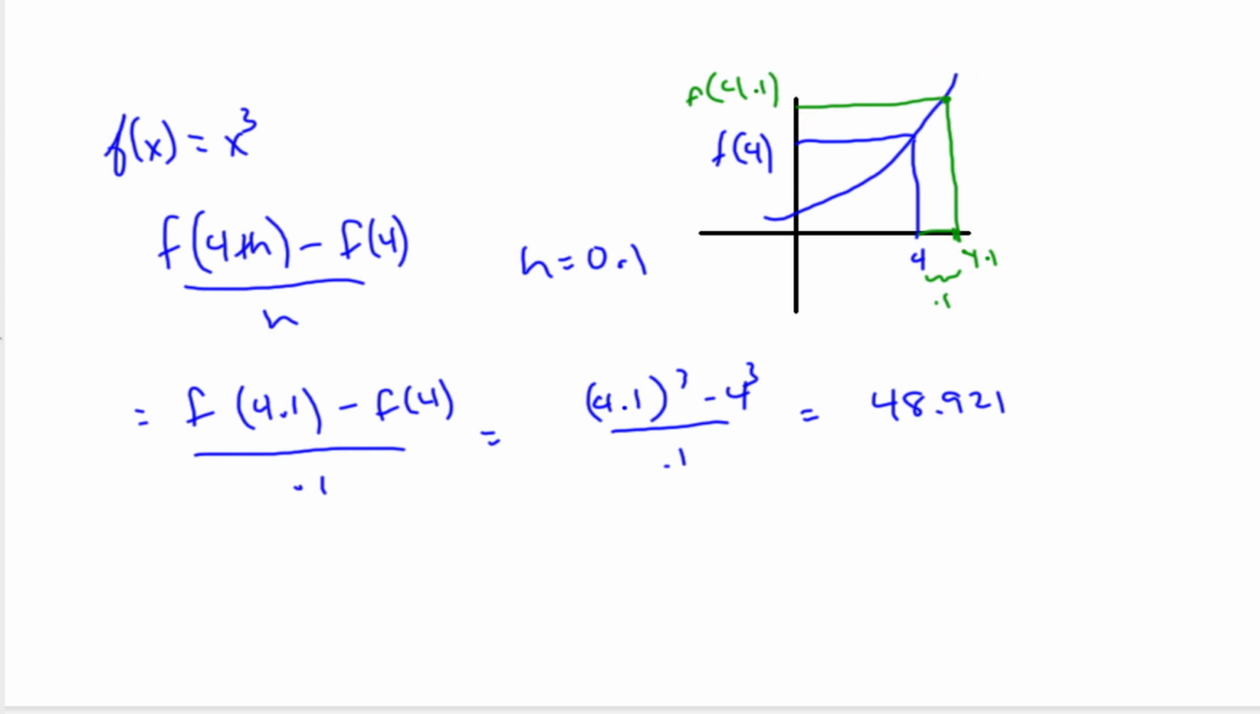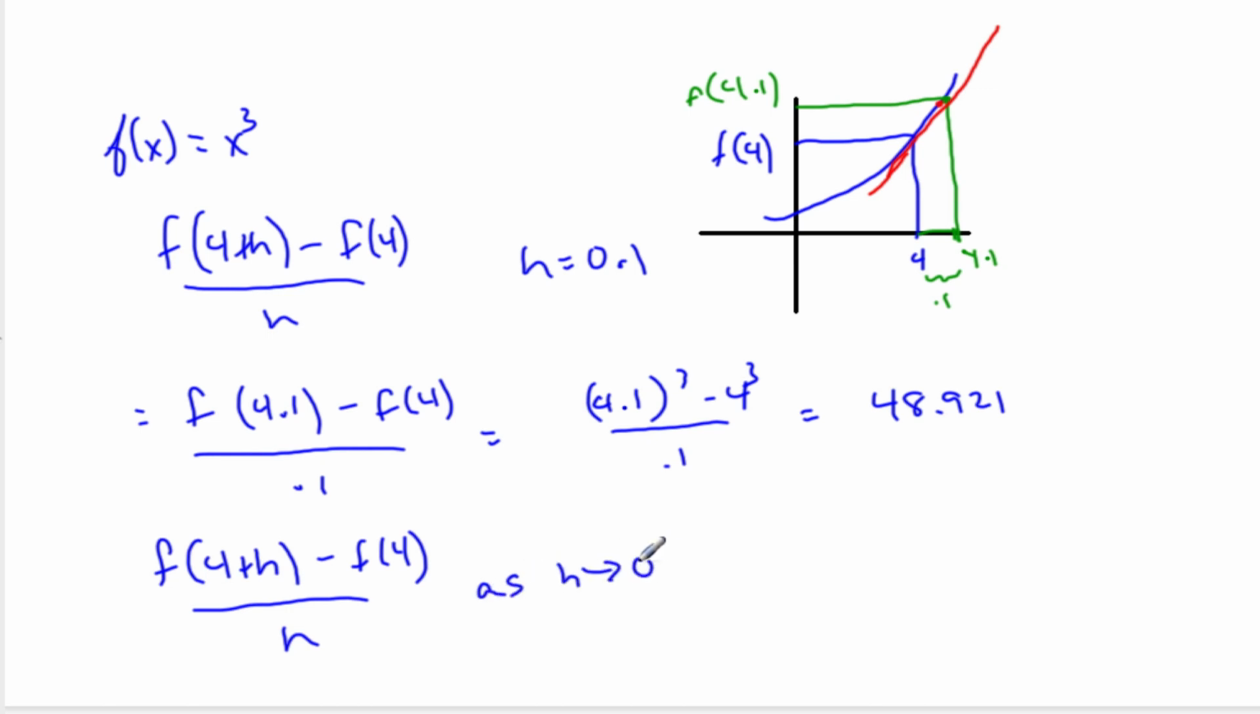And if I do the change in y, which is this, over the change in x, which is 0.1, I get the slope of this red secant line. Now, this particular slope is 48.9. The second part of my question is going to be, what happens to this calculation, f at 4 plus h minus f at 4 over h? What happens as h goes to 0?